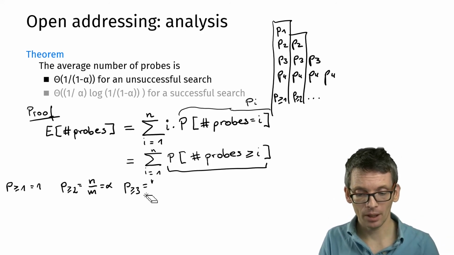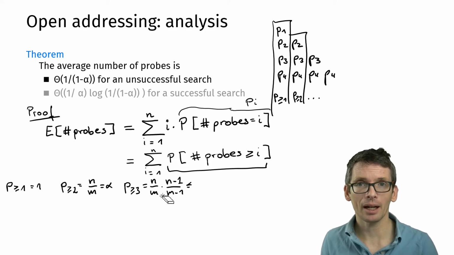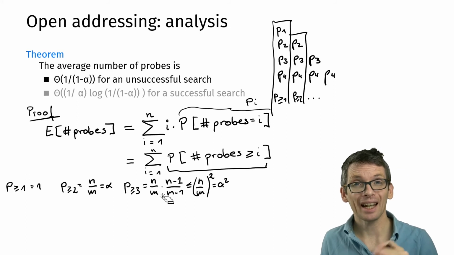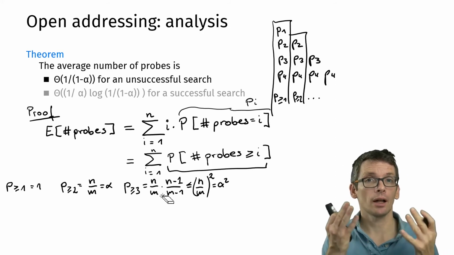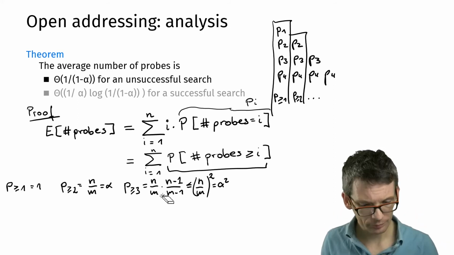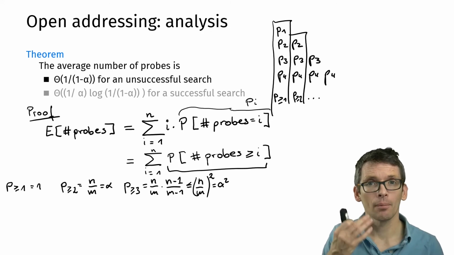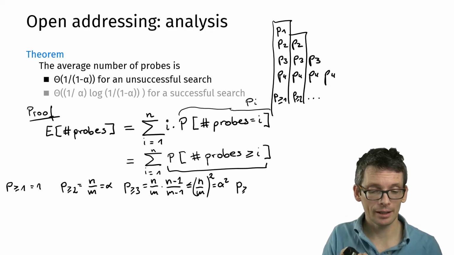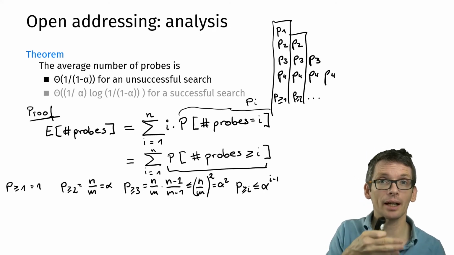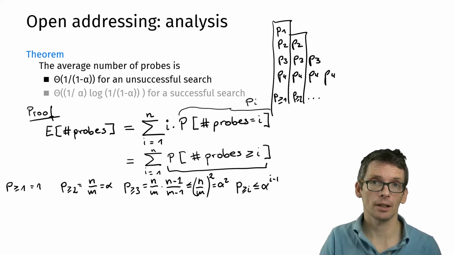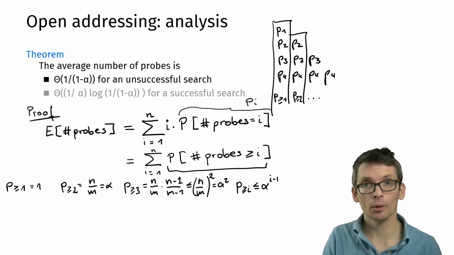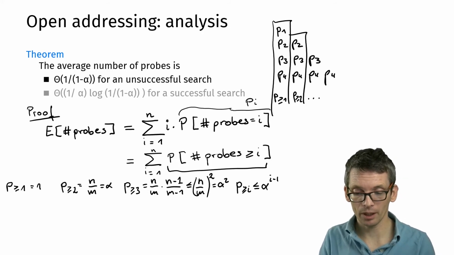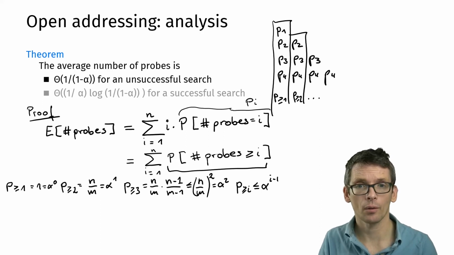So I get P larger or equal 3 is n divided by m times n minus 1 divided by m minus 1, which I can bound by n divided by m squared, which is alpha squared, so the load factor squared. And more generally, P larger or equal i is then simply bounded by alpha to the i minus 1. And that's also the case for P larger or equal 1, which I can write as alpha to the 0, and P larger or equal 2, which is alpha to the 1.